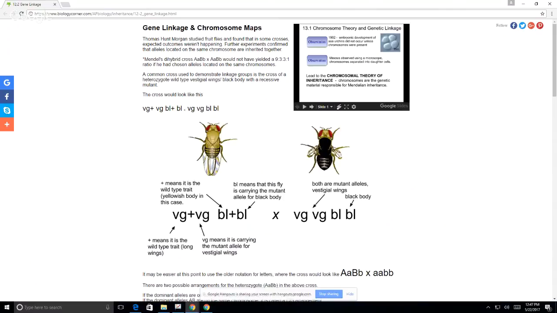This is the normal gene that codes for normal wings, and this is the mutant allele that codes for the abnormal wings. So this is what the fruit flies look like when they fly into your kitchen. This is what a mutant fruit fly might look like. They aren't actually able to fly, they can only walk around, and they have black bodies.